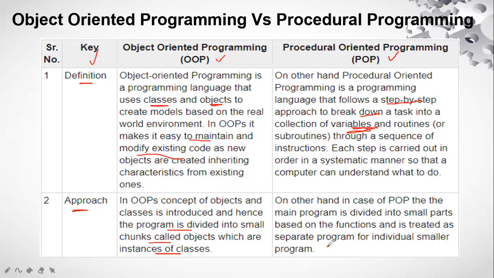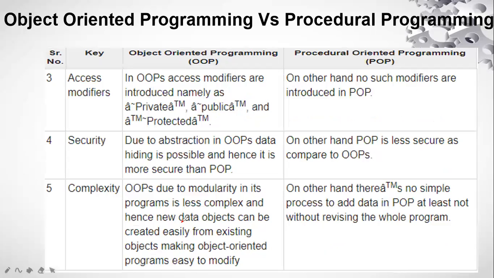While in procedural-oriented programming, the main program is divided into small parts which are called functions, and they are treated as separate programs for individual smaller tasks. So here we are not using the modular approach; we are using functions in the main program, which is divided into small parts called functions, right? While in OOPs we do not have functions; we have objects and classes.